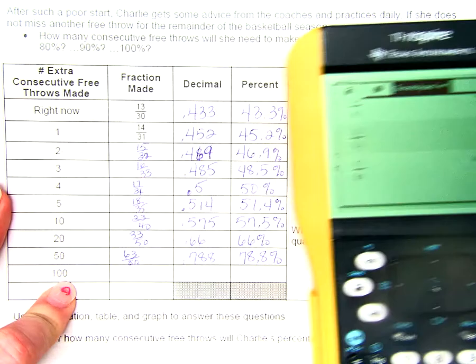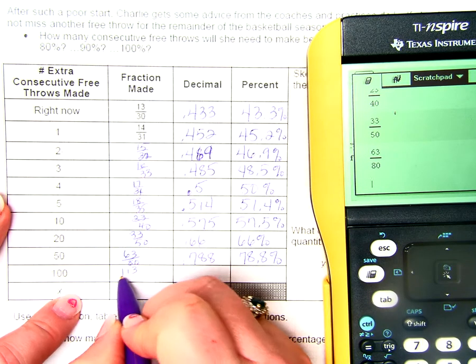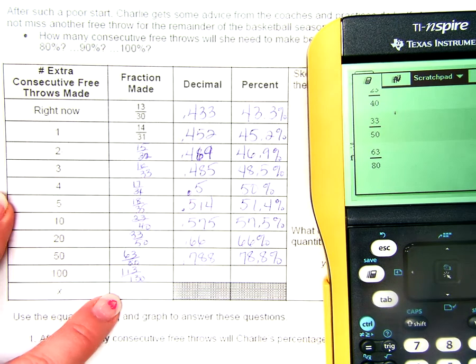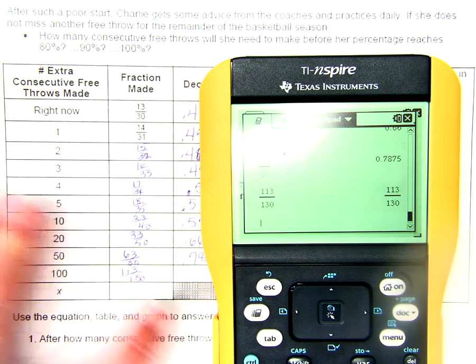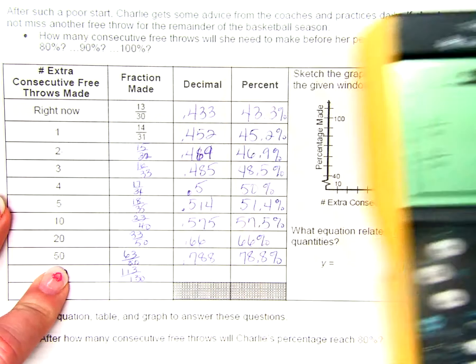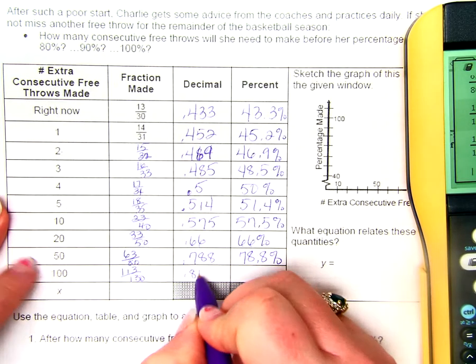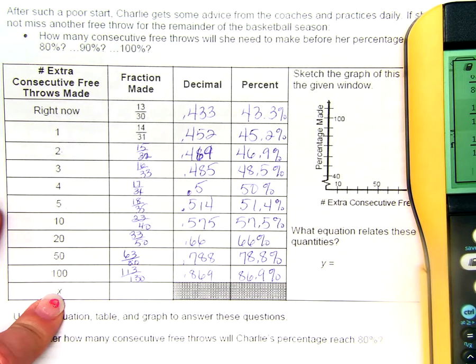And what about 100? That would be 50 more than we have now. So that's 113 over 130. Well, 113 divided by 130. Oops, Control Enter. 0.869, which would be 86.9%. Okay? So what about x?